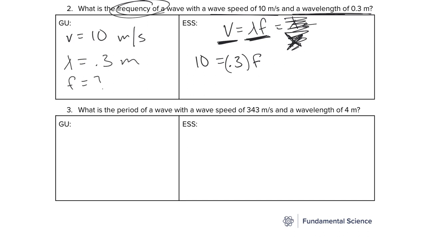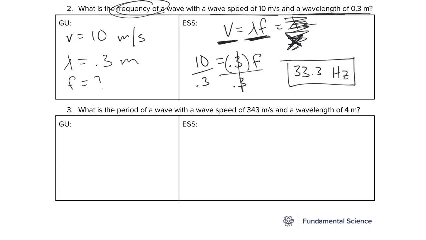So we're going to do 10 divided by 0.3 because we've got to get rid of that 0.3 so we can have the f. So then you do 10 divided by 0.3, which is 33.3 repeating, so we'll round that off to 33.3. Frequency is measured in hertz. So that's saying the wave is going to go by 33.3 times every second. That's a pretty quick wave.